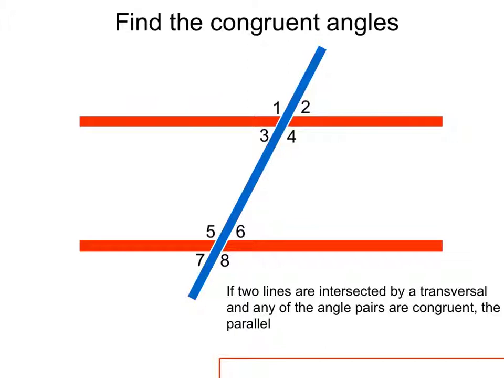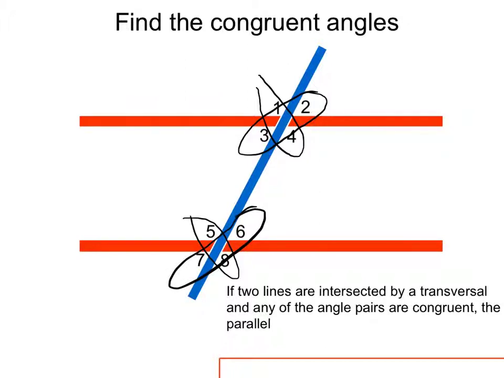So let's circle the pairs of angles that are congruent with each other. Angle 1 is congruent with angle 4. Angle 2 is congruent with angle 3. Angle 5 is congruent with angle 8. And angle 6 is congruent with angle 7. Now, since these lines are parallel, that means that angles 1 and 4 are congruent with angles 5 and 8, and angles 2 and 3 are congruent with angles 5 and 6. Usually you can tell which angles are congruent with each other.